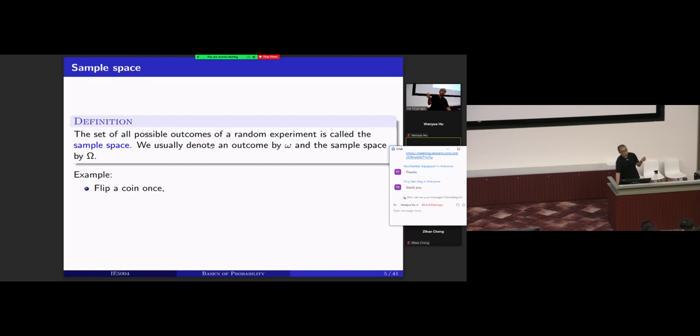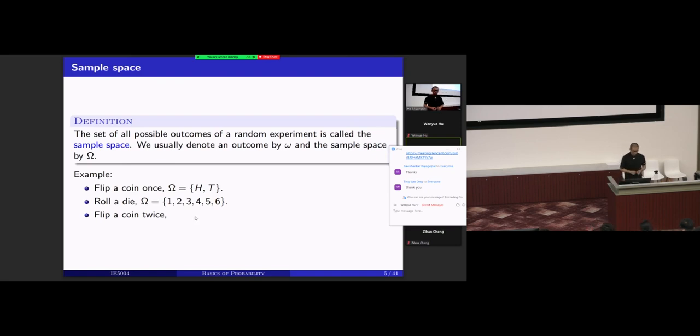So if we flip a coin, we know that it has only two outcomes, heads or tails, right? In this way, because sample space is defined to be the set of all possible outcomes, the sample space is just like this. H for heads, T for tails, two outcomes. And if we roll a die, we know that the die has six faces, right? So the outcome could be 1 up to 6. So that's the sample space.